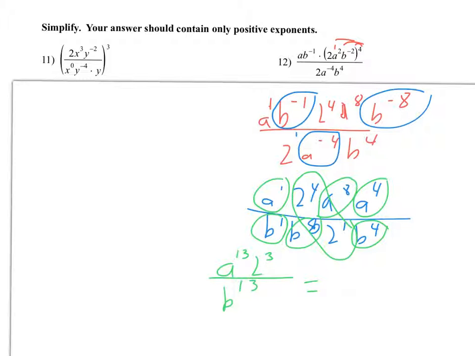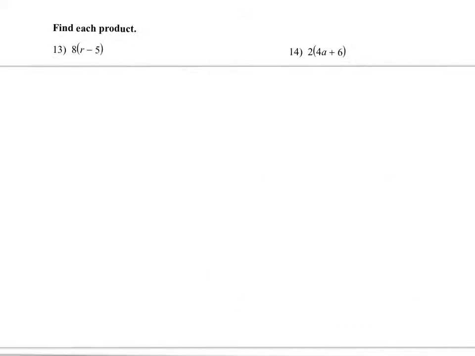And then the last thing I would do is just simplify that numerator. 2 to the 3rd power is, of course, 8. And then times a to the 13th over b to the 13th. All right, next up, we're just going to be doing some distributing here. So we multiply that in there. So it's going to be 8a plus 12, and that's it.